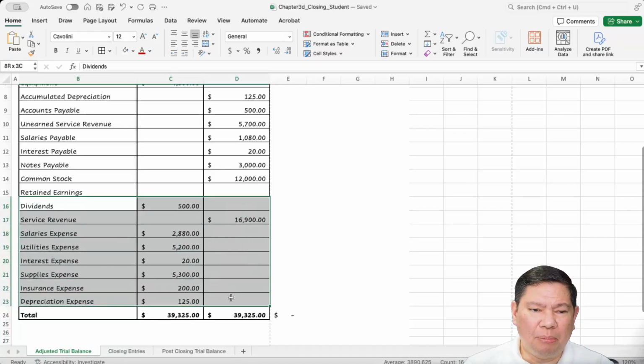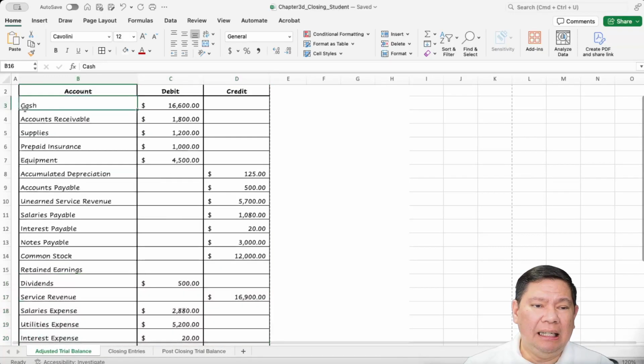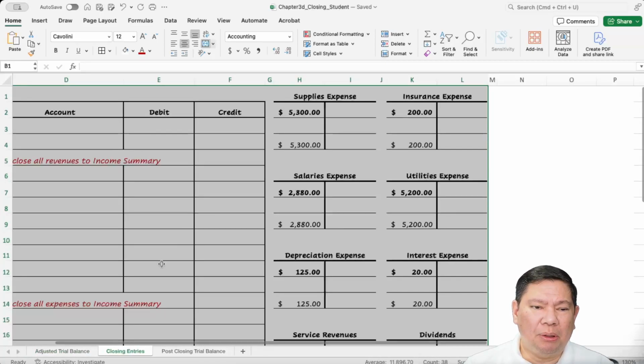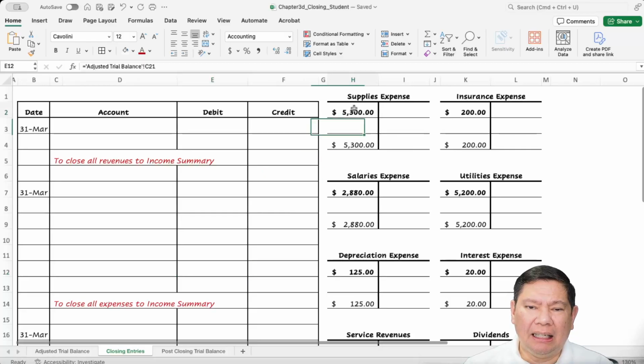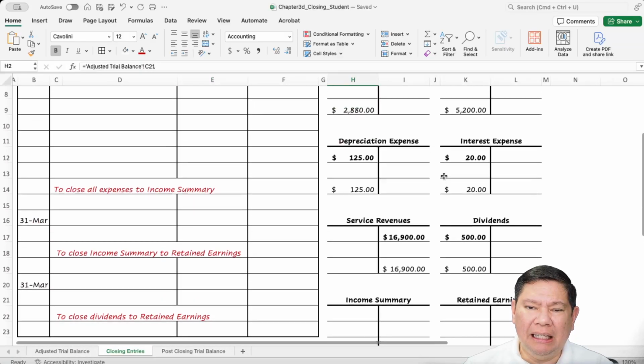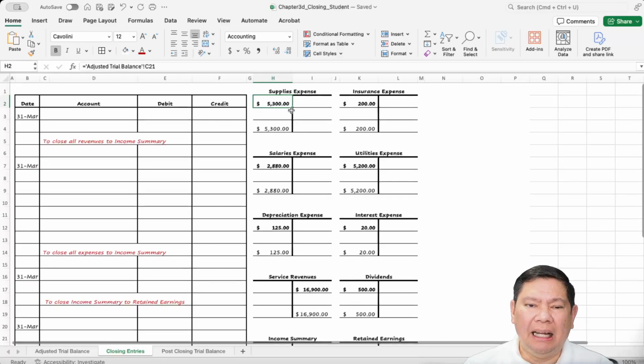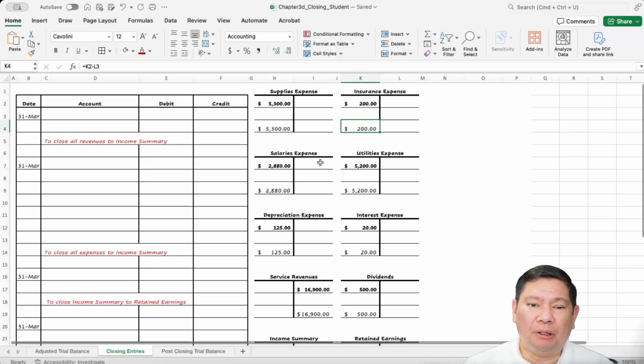So these are the temporary accounts: dividends, revenues, and expenses. These are the permanent accounts: assets, liabilities, and common stock. So in the closing process, these are the T accounts of the temporary accounts. They have these balances for March. But again, if we want to start counting again, we have to make these zeros.